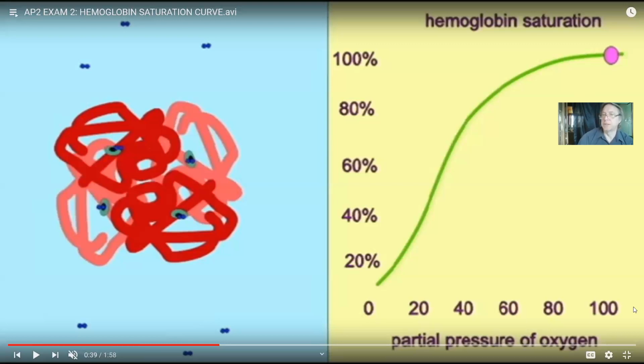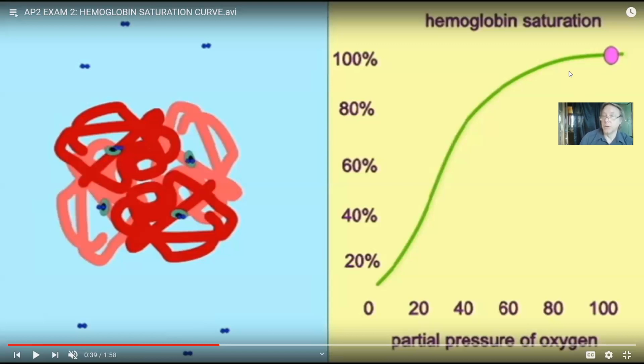As the partial pressure of oxygen went up, the saturation went up, but it went up in such a way that we have a curve that looks like this. Now, this curve could look like anything, right? It could go this way, it could be a straight line, there could be lots of curves, but this curve looks like this. That's important.